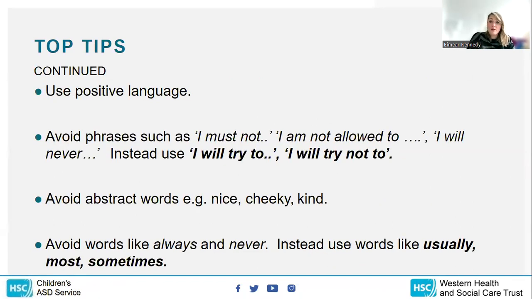Use really nice positive language. Avoid phrases such as I must not, I am not allowed to, I will not, I will never. Instead, use things like I will try to, I will try not to. Avoid abstract words, which can be hard to define. So things like nice and cheeky or kind. Try and avoid words like always and never. You know, there's really definite, concrete words. Try to use things like usually, most, sometimes.